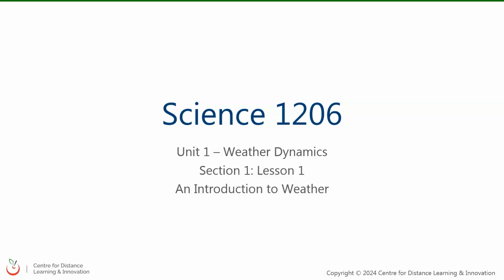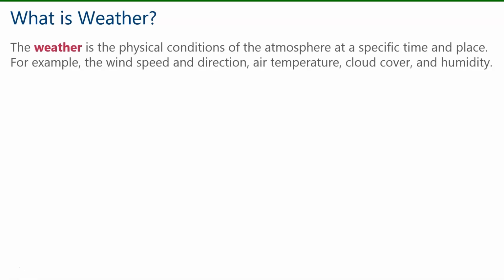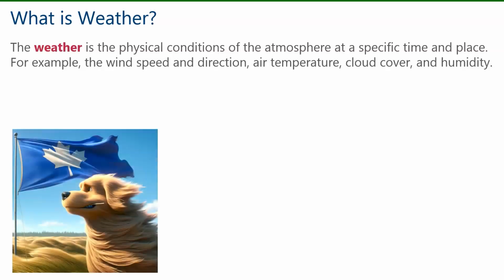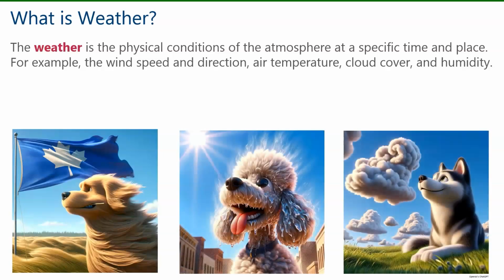Let's begin. What is weather? The weather is the physical conditions of the atmosphere at a specific time and place. For example, the wind speed and direction, air temperature, cloud cover, and humidity.